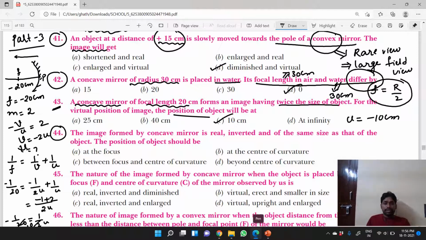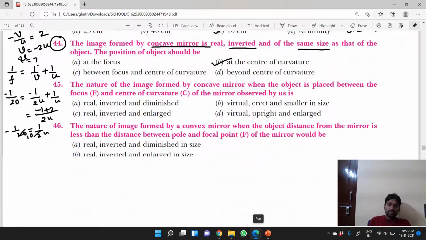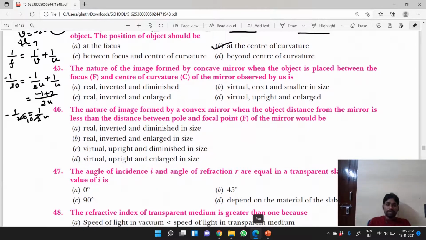Next, 44. The image formed by concave mirror is real, inverted, same size as object. The position of object should be. This is also a very familiar question. That is, object should be at center of curvature. Ray diagram questions, you should be very clear. You should not make any kind of mistake in ray diagram questions.